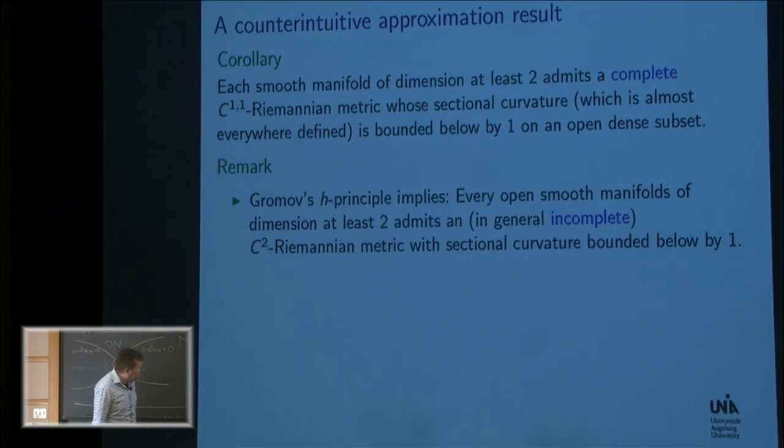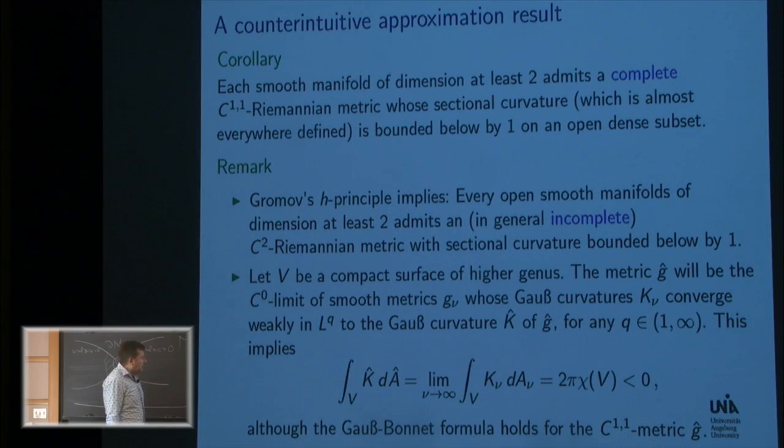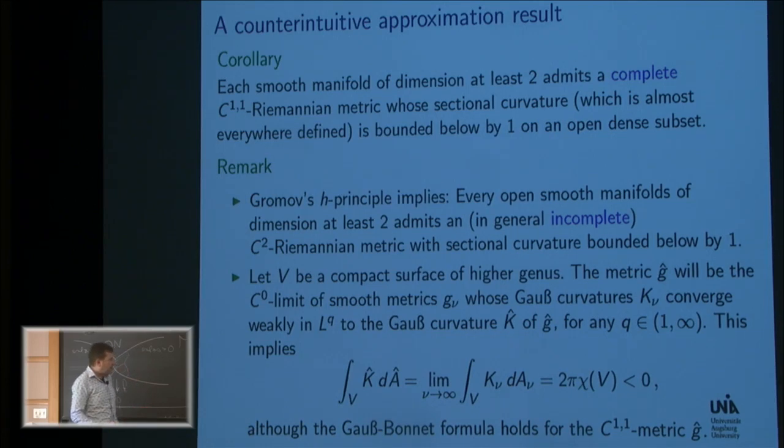So the h-principle of Gromov says that every open manifold has a C2 Riemannian metric of sectional curvature bounded below by 1, but this is in general incomplete. We have this h-principle. We get a metric that has this property everywhere, but it cannot be complete for obvious reasons, because then we have obstructions. And also here there is an interesting consequence. It's a little mind twisting.